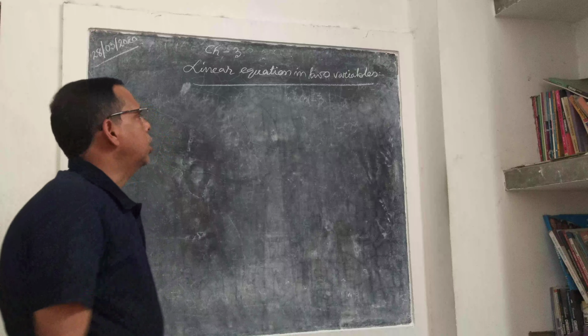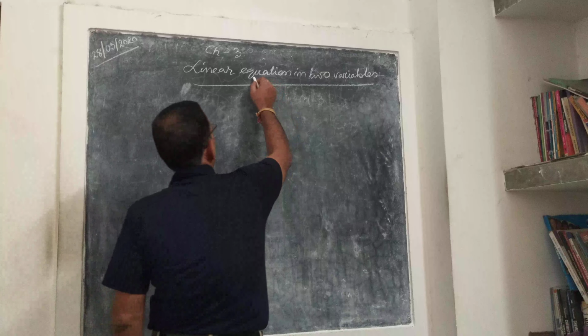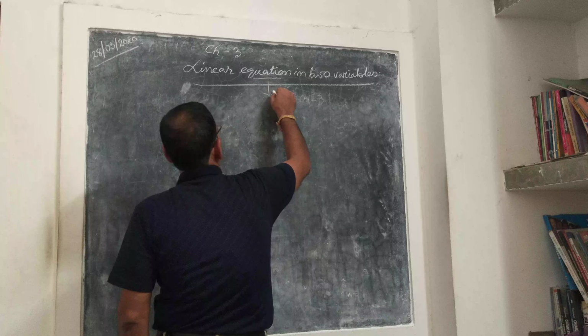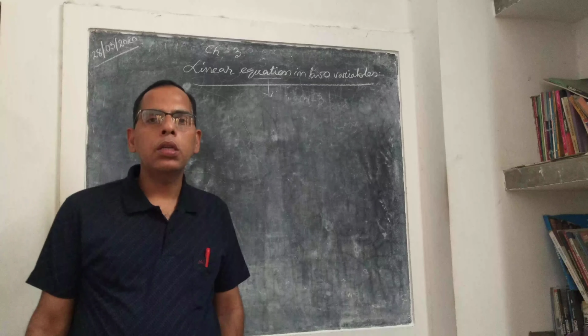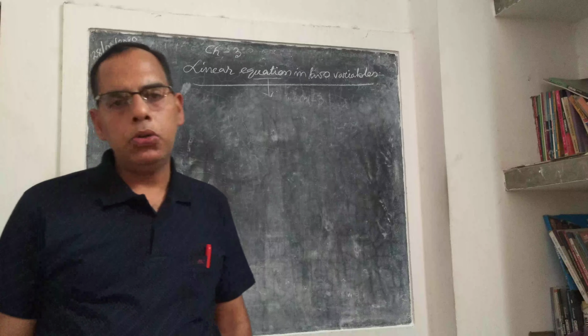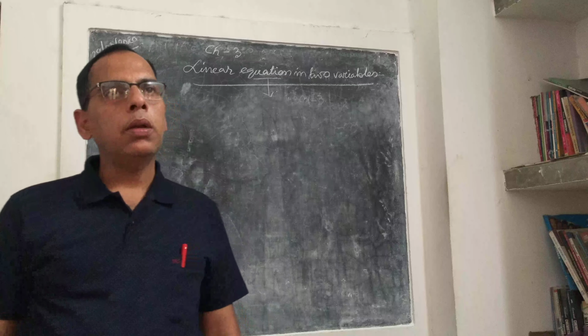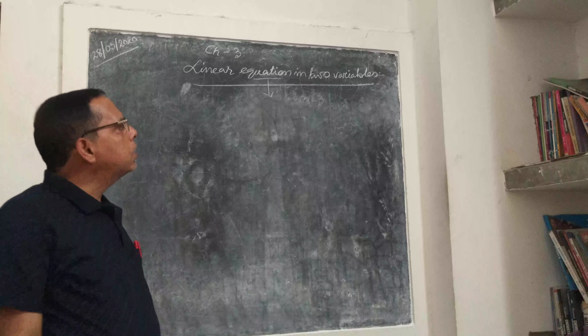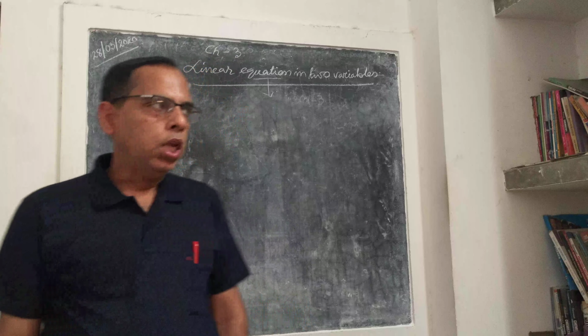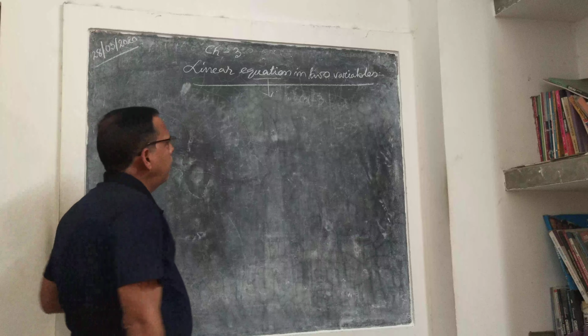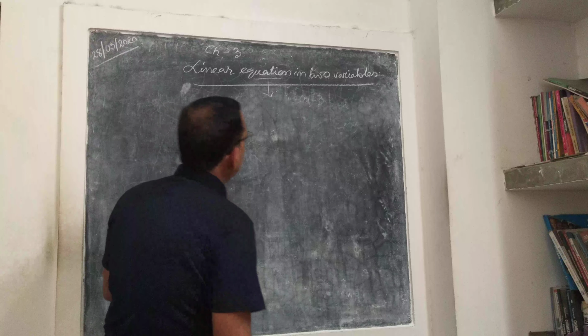Now what is an equation? What does the word equation mean? The word equation means equality of two algebraic expressions. So please write down, children: equation means equality of two algebraic expressions.